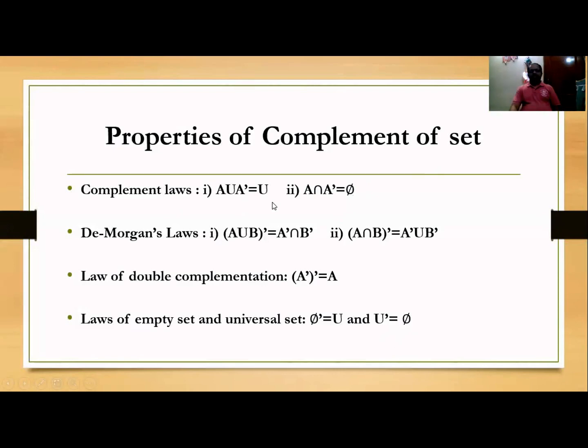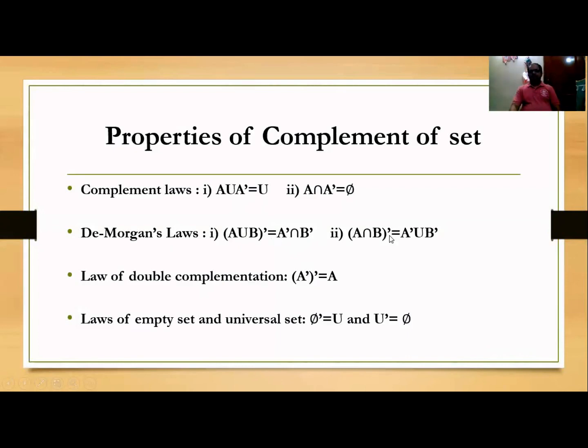So you can just keep it in mind that A union A dash is equal to u. If we clear the concepts of the complement of a set, then these laws are very easy to remember: A union A dash will be the universal set u, and A intersection A dash will be a null set. Then comes De Morgan's law: the complement of A union B will be the intersection of their complements. Just interchange union and intersection and put the complement individually on both sets. That gives us De Morgan's law, right?